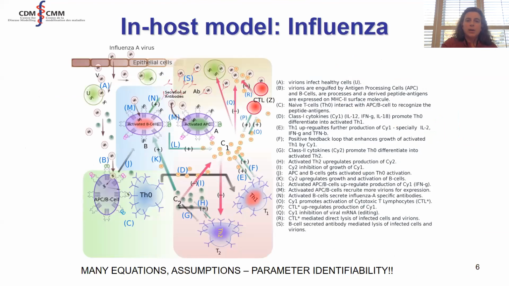Okay, so here is a schematic of a mathematical model for an in-host model for influenza. And I really just wanted to show you what this looks like and how complex it can be. And so we have all these different types of immune response components. So we have T cells, Th1 and Th2. We have B cells, we have antigen presenting cells and pathogen. And you can see a list of what all of these are on the right-hand side.